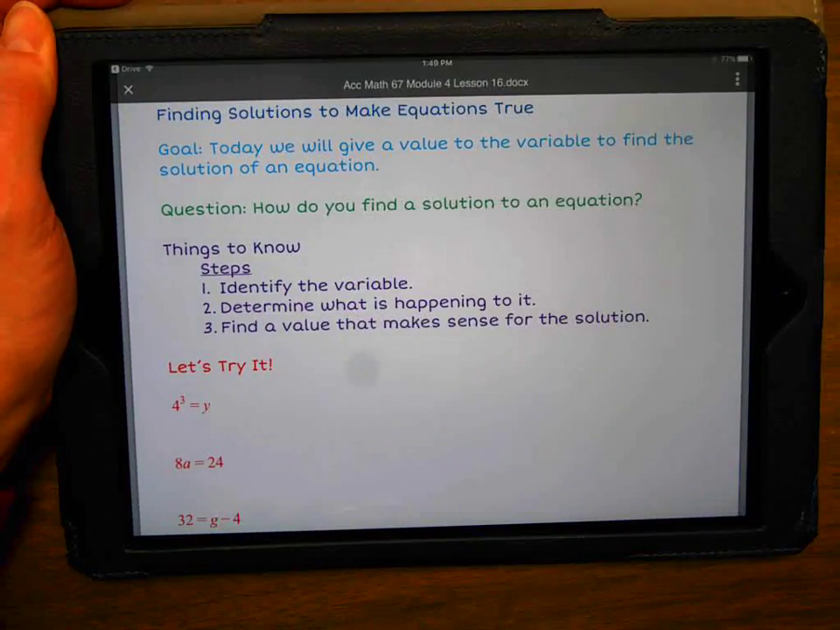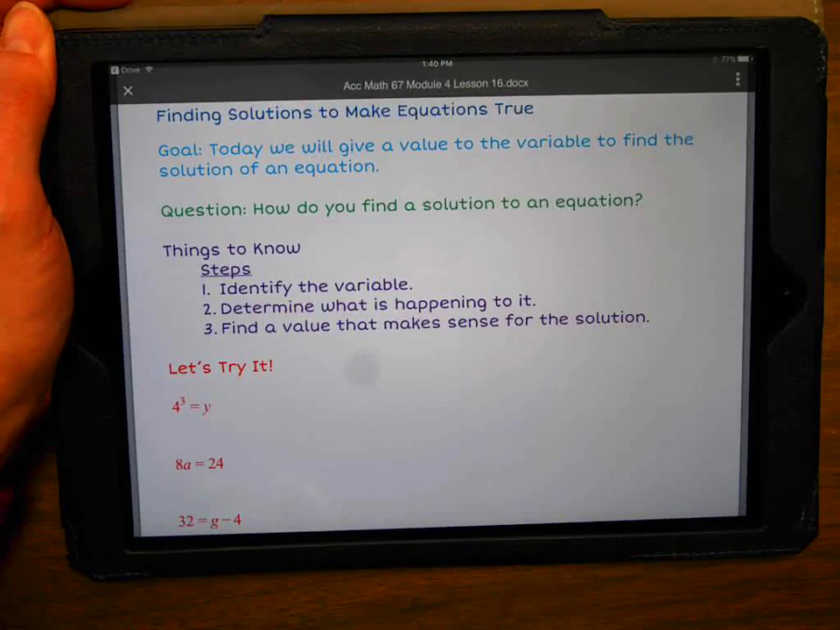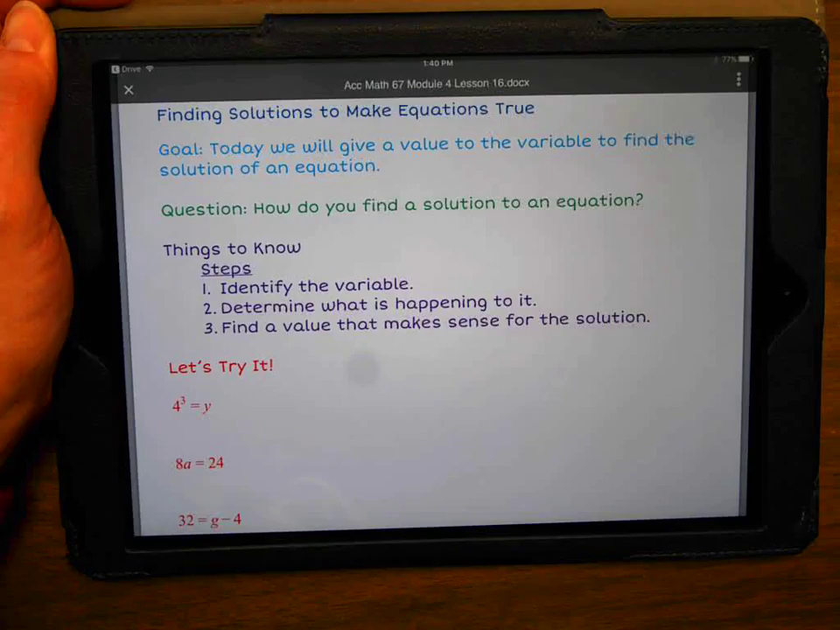Our goal for today: today we will give a value to the variable to find the solution of an equation. Question: how do you find a solution to an equation? There are some things that you need to know in order to do this process. This is probably one of my most favorite lessons because I love solving for unknown values and variables. Some things to know are there are some steps that you can follow.